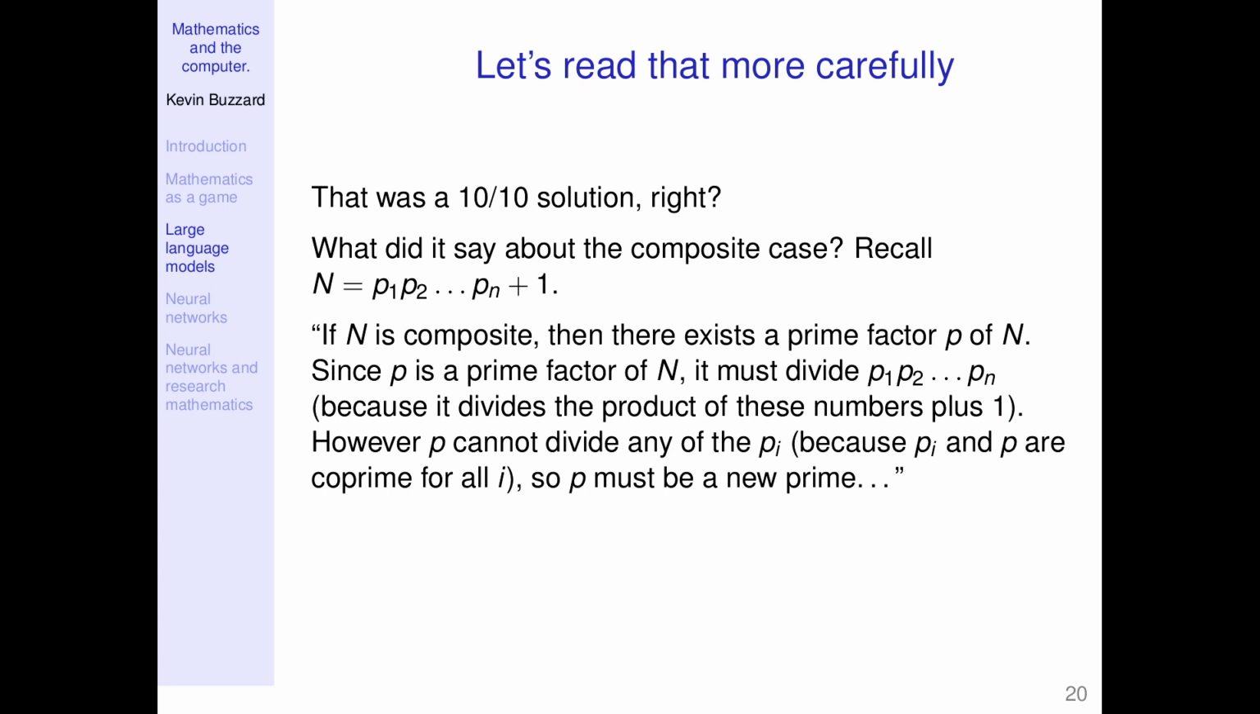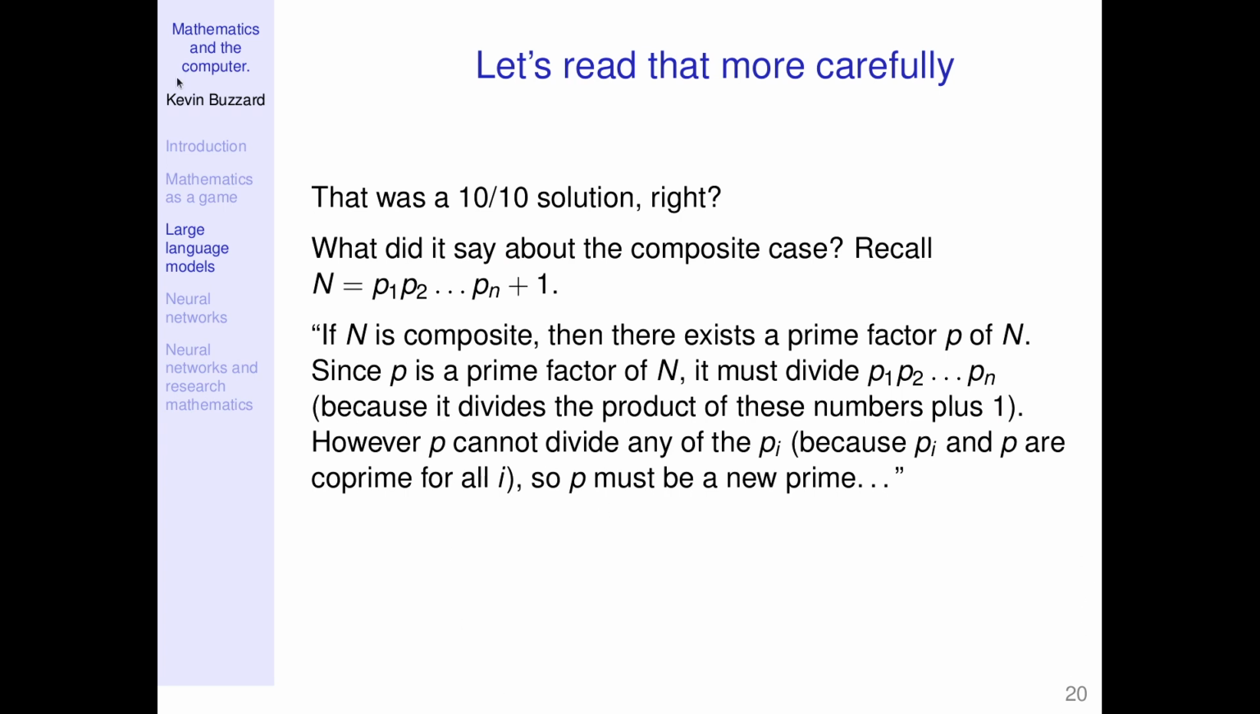It said if N's composite, then there exists a prime factor P of N. I mean, that's okay, that's okay because N is bigger than 1. Since P is a prime factor of N, it must divide P1, P2 up to Pn. That's not actually right. It must divide P1, P2 up to Pn plus 1. It must divide P1, P2 up to Pn because it divides the product of these numbers plus 1. However, P cannot divide any of the Pi because Pi and P are co-prime for all i.